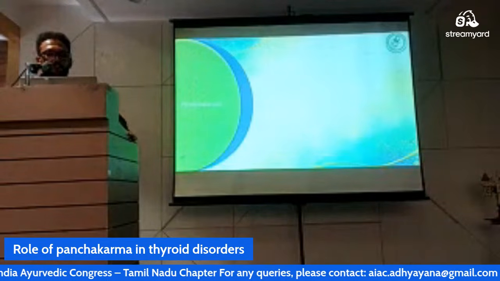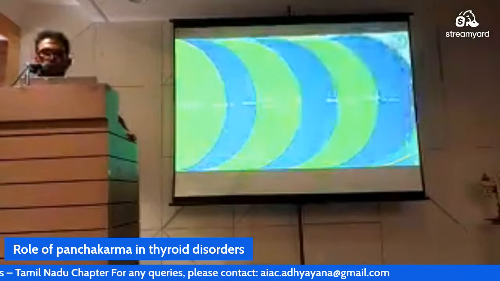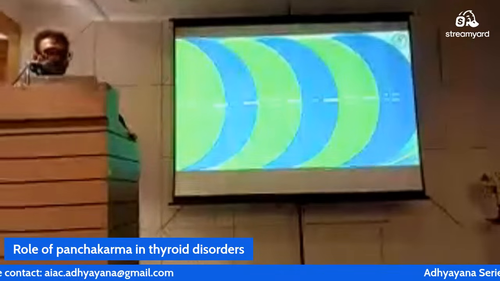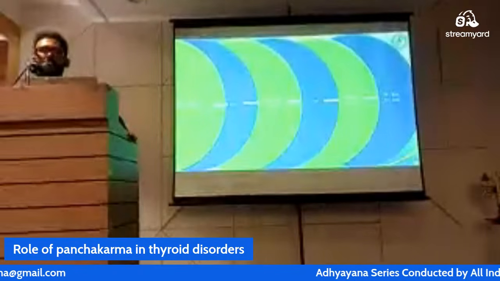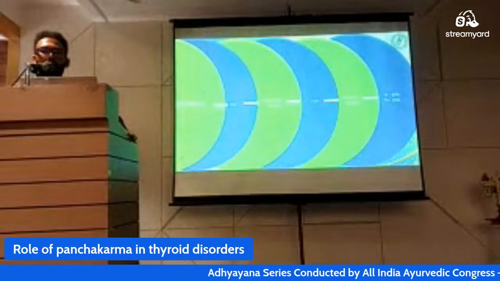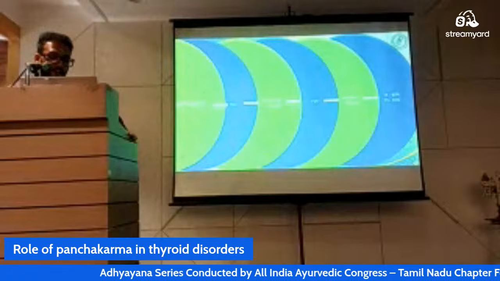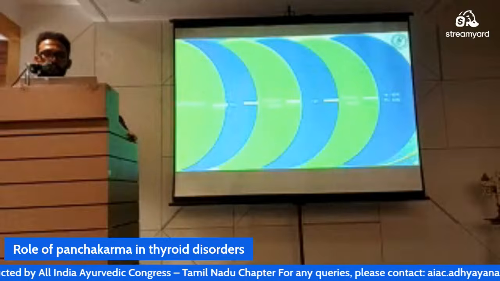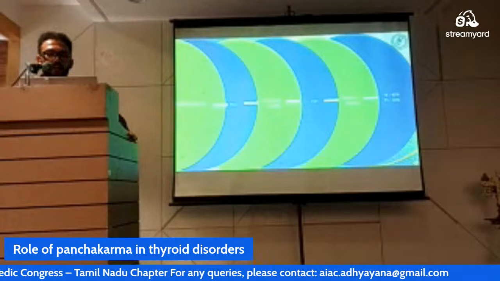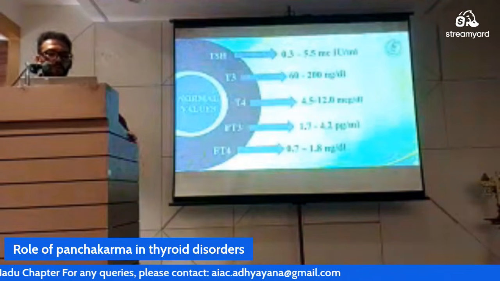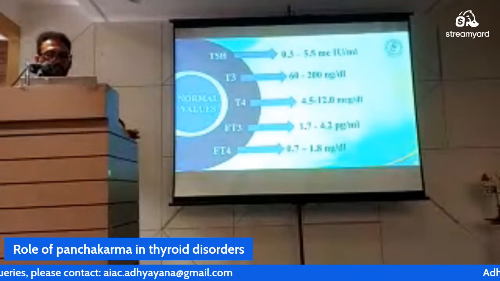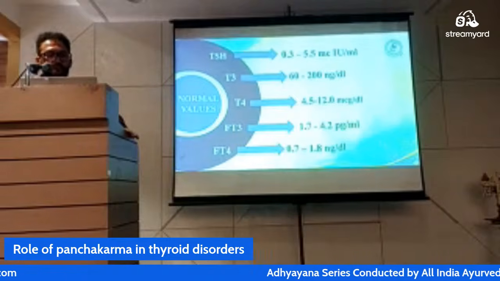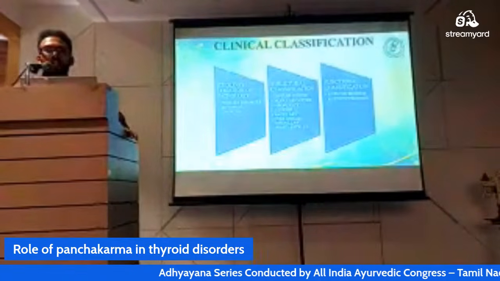So how does this work? First, we have the hypothalamus. The hypothalamus secretes TRH, thyrotropin releasing hormone, which acts on the pituitary gland. The pituitary gland secretes TSH, thyroid stimulating hormone, which acts on the thyroid gland to release T3 and T4. T3 is triiodothyronine, which is 10%, and T4 is thyroxine, which is 90% of what is released. These are some of the normal values, just to inform you beforehand: the normal values of TSH, T3, T4, FT3 and FT4.